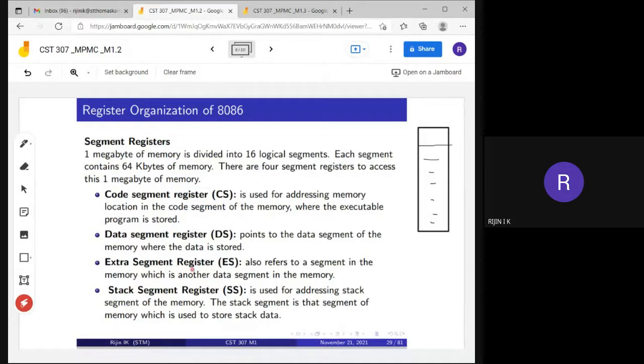Then the next one is the stack segment register. What is the duty of the stack segment register? It is used for addressing the stack segment of the memory. So these are the different segment registers available in the 8086 microprocessor: the code segment register, data segment register, extra segment register, and the stack segment register.